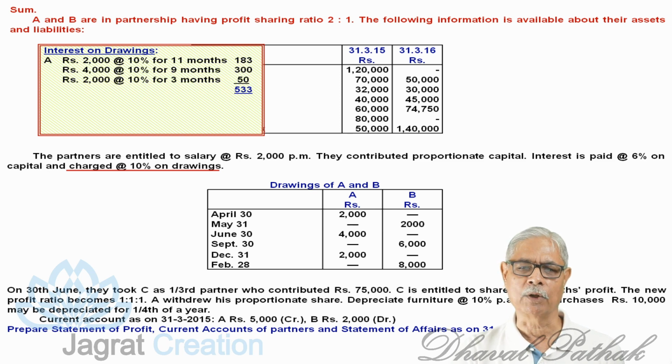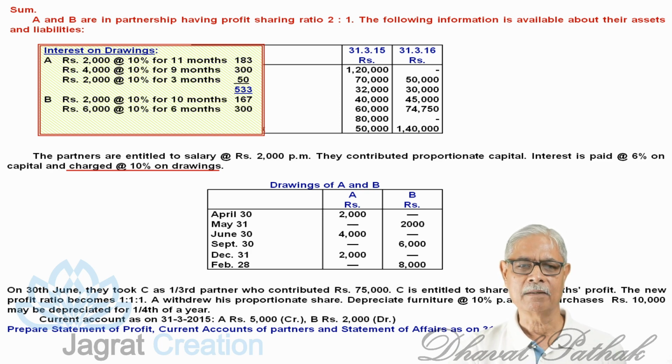Now I want to calculate interest on drawings for B. He has withdrawn 2,000 rupees at the end of May. So on 2,000, you have to calculate interest after May. So June, July, August, September, October, November, December, January, February and March, 10 months.